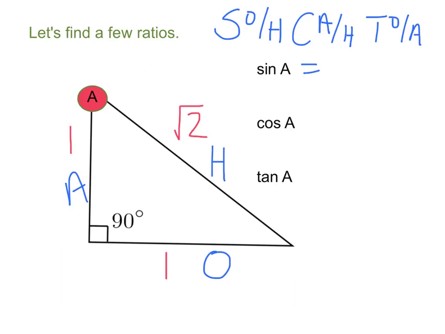And here we go. Sine A is equal to opposite over hypotenuse, which is 1 over root 2. Cosine A is equal to adjacent over hypotenuse, 1 over root 2. And tan A is opposite over adjacent, which is 1 over 1, or just 1.